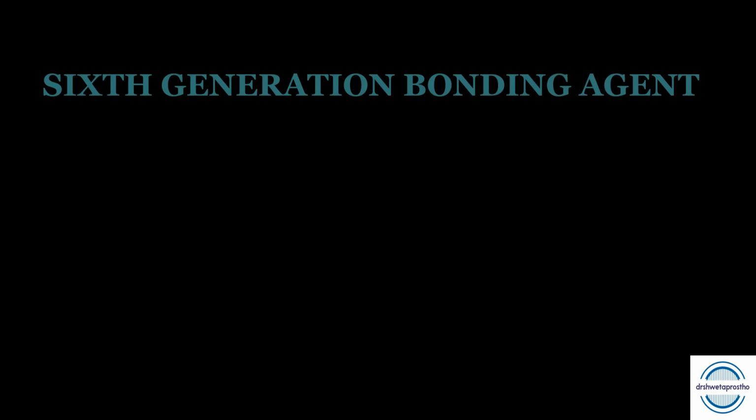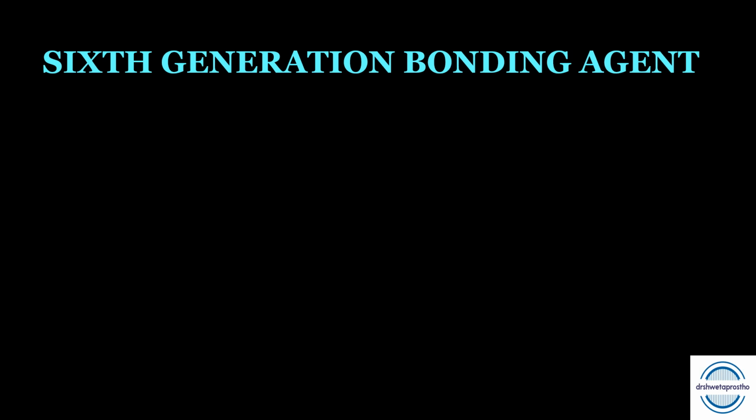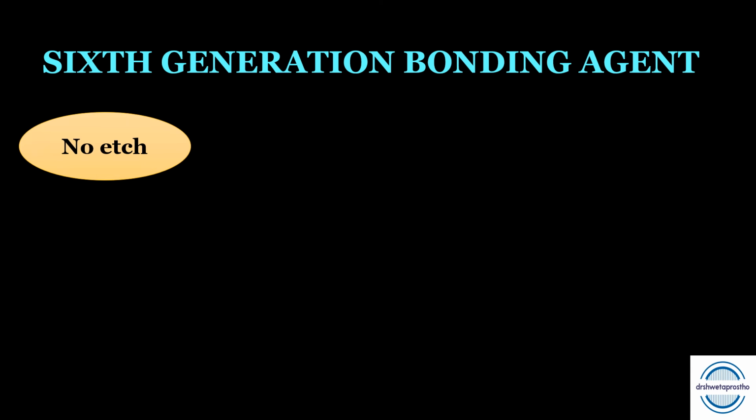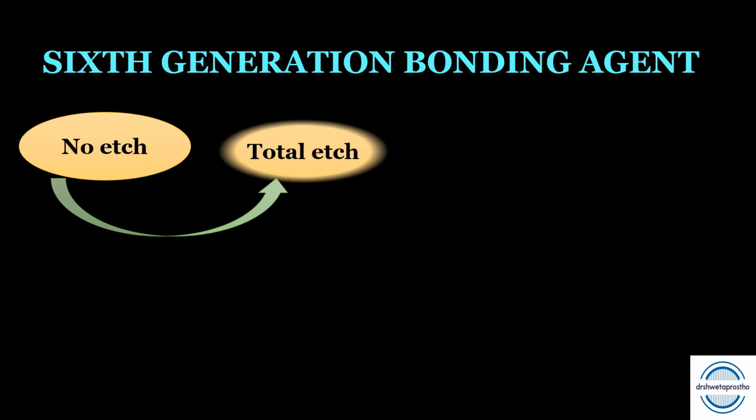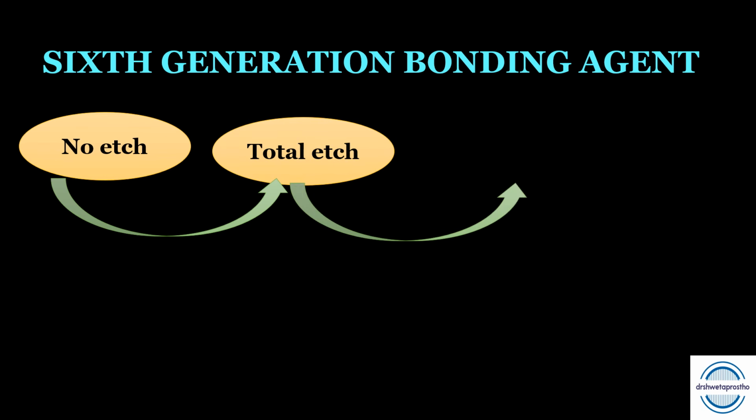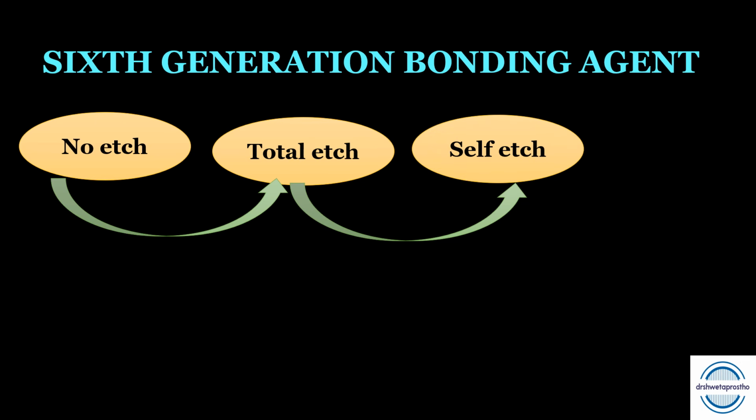Now, in the evolution of the dentin bonding agents, we are moving towards the sixth generation bonding agent. We started with the no etch technique in the first and the second. Then in the third, we conditioned the dentine, etch the enamel, moved to the total etch technique in the fourth, in the fifth generation. Now we are moving towards the self etch technique, that is the sixth generation.